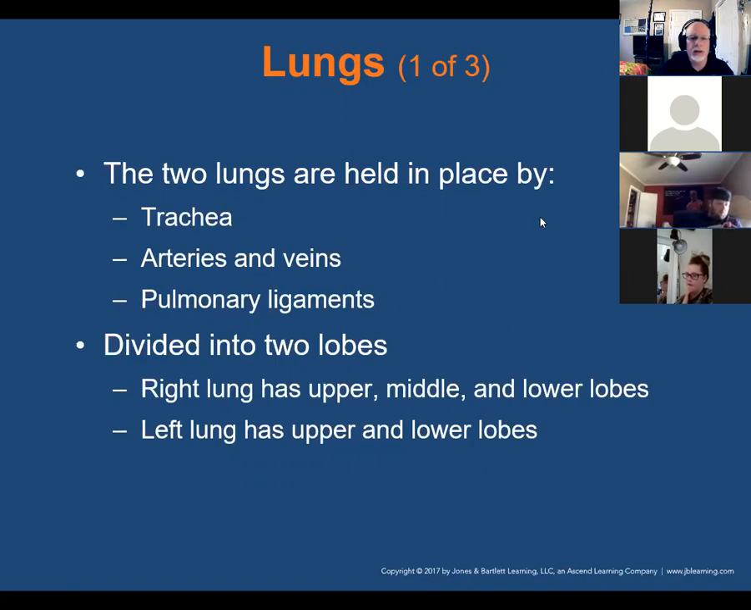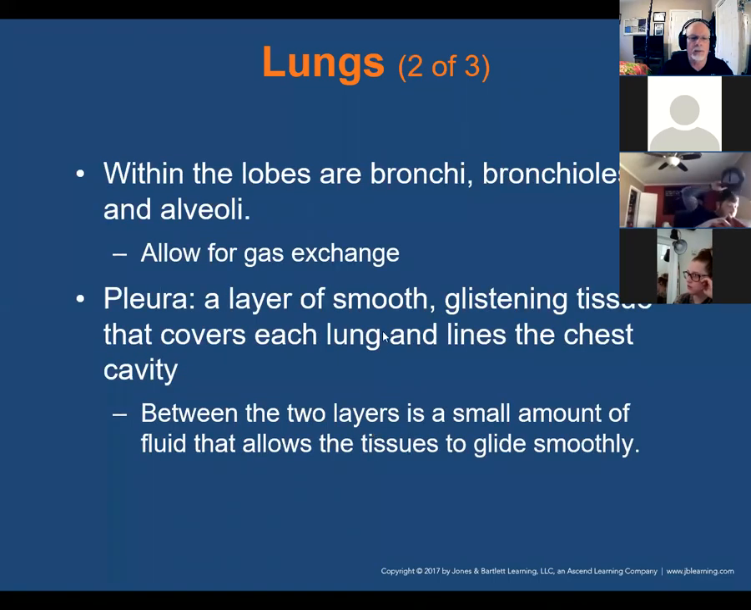Okay. What holds the lungs in place? Trachea in part, the arteries and veins, and then there's pulmonary ligaments that hold those lungs in place. Lungs are divided into lobes. The right one has 3, upper, middle, and lower. There's something occupying part of the space on the left side, so you only have an upper and lower because that middle lobe space on the left is occupied with the heart.